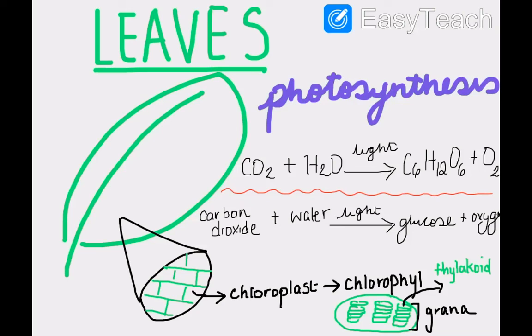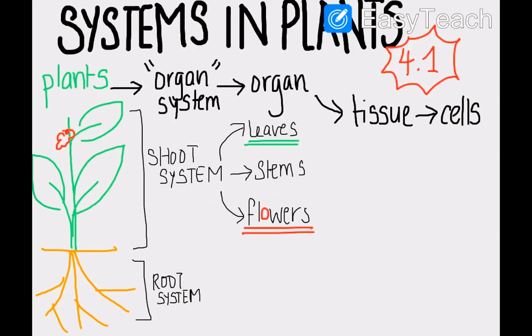So going back to our whole organization, we've got a third component of the shoot system, which is stems. Now, I'm not going to go into a lot of detail about stems because the structure and function of stems vary within the different types of plant. So we'll look at a few examples later, but for now, we're just going to know that stems are part of the shoot system, and that's about it.